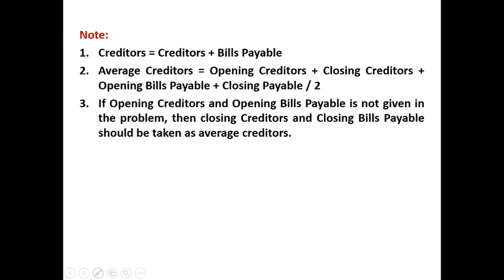Next, note: creditors here includes creditors plus bills payable. Average creditors formula is opening creditors plus closing creditors plus opening bills payable plus closing bills payable, divided by 2. And in the problem, if opening creditors and opening bills payable are not given, we can take only closing creditors and closing bills payable for the average creditors.